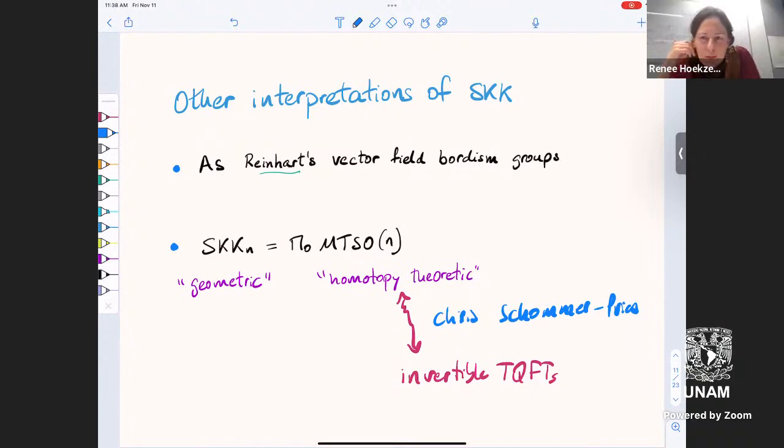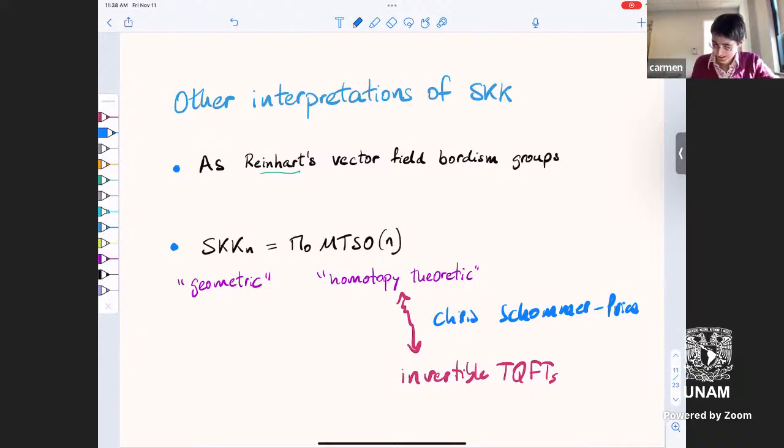Which paper by Christopher Schommer-Pries? He has one that's literally called Invertible Topological Field Theories. Yeah, and that's where he does his work. It's long though, something like 70 pages, so lots of details.